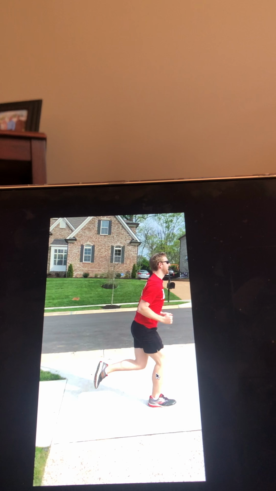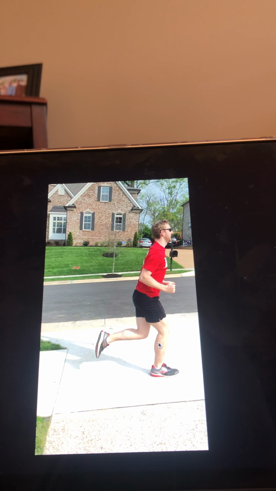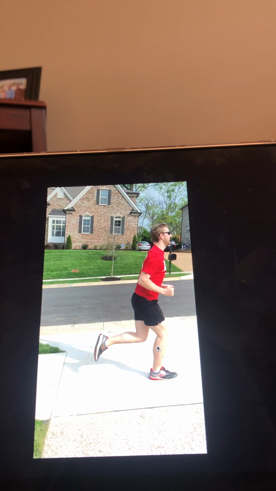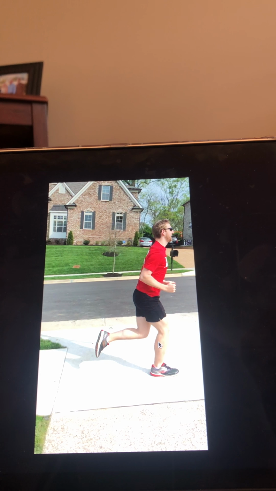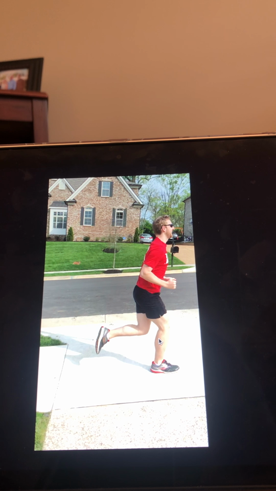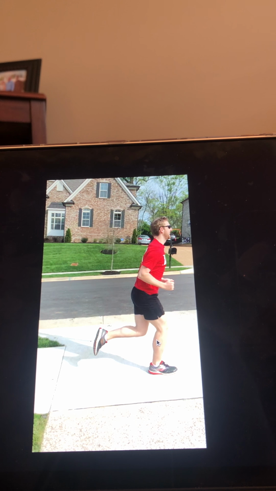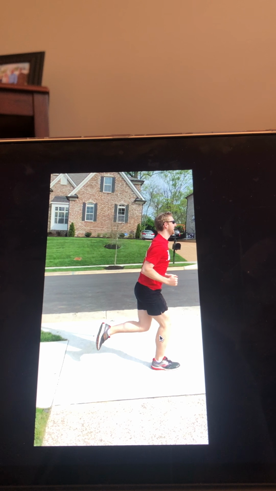Then the cadence I was unable to determine because of it being a slow motion video, unfortunately. Some deviations that I saw in the frontal plane was some vertical displacement. So he does a lot of bouncing, and you want to make sure that you lessen that bouncing, because the more vertical displacement, the less efficient you are while running.